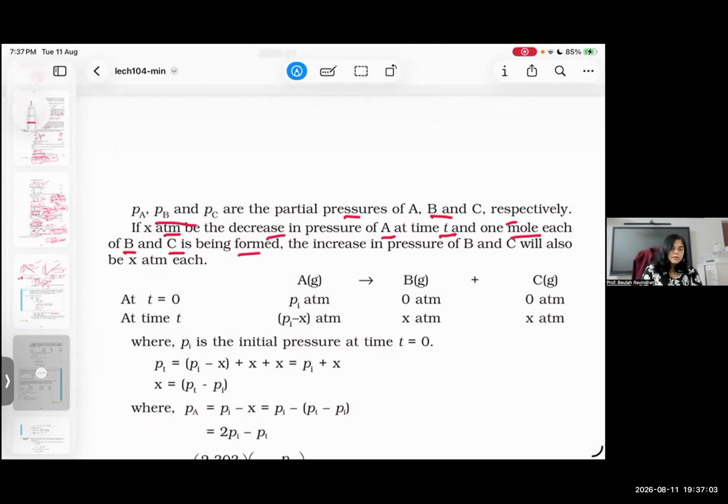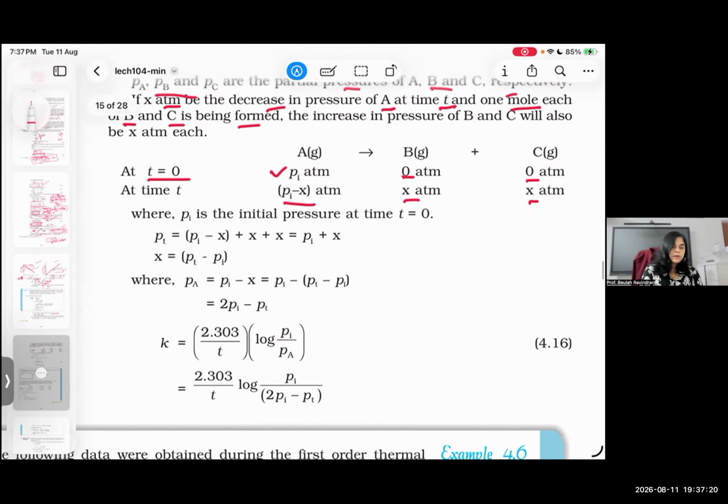So what is it at time T equal to 0? The initial pressure will be Pi, and now the pressure is reduced by X, so Pi minus X is the remaining pressure. Initially, the product is 0 atmospheric pressure, and now it has X atmospheric pressure. Then you have to add the total pressure of A, B, and C. So it will be Pi plus X.